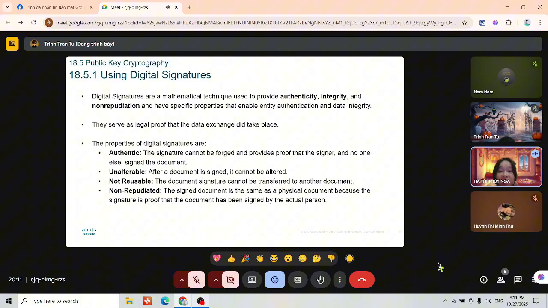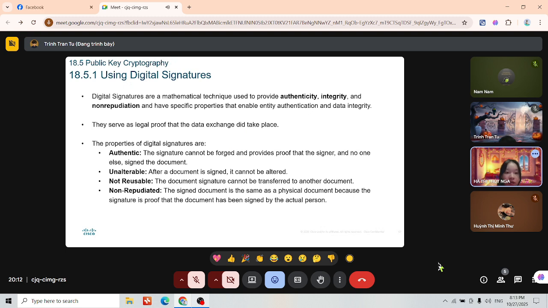In simple terms, it's like an electronic version of your handwritten signature. Once a document is digitally signed, it becomes legal proof that the sender is genuine and the content hasn't been changed. Digital signatures use two keys, a private key and a public key. For example, you sign a document using your private key. Others can verify it using your public key to confirm it's really from you and hasn't been altered.